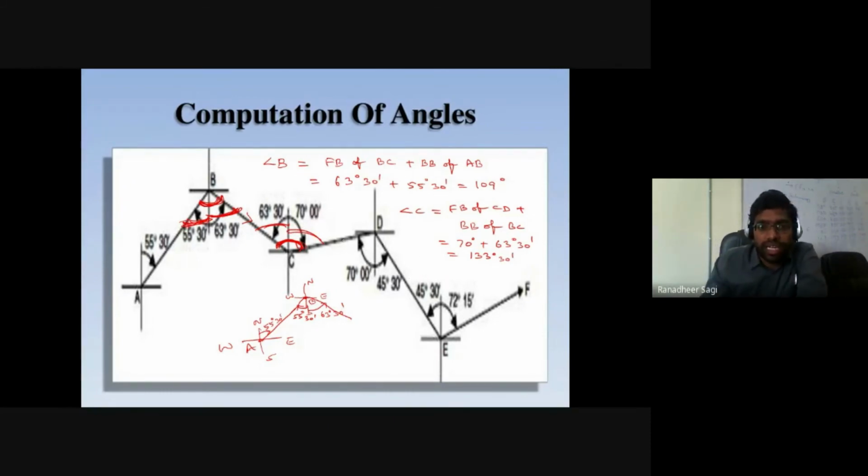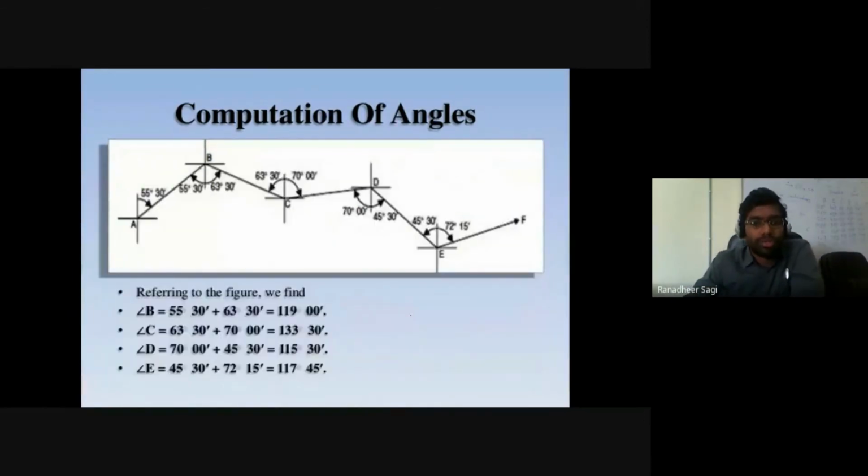Now likewise, the interior angle at point D, if I want to calculate, is 70 degrees plus 45 degrees 30 minutes, which comes out to be 115 degrees 30 minutes. Likewise, the interior angle at point E comes out to be 45 degrees 30 minutes plus 72 degrees 15 minutes, which is 117 degrees 45 minutes. Okay, so in this case, it's relatively easy for us to solve the problem.